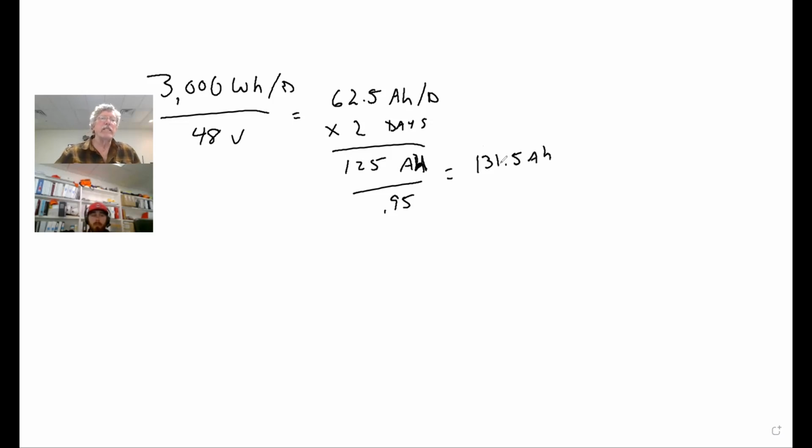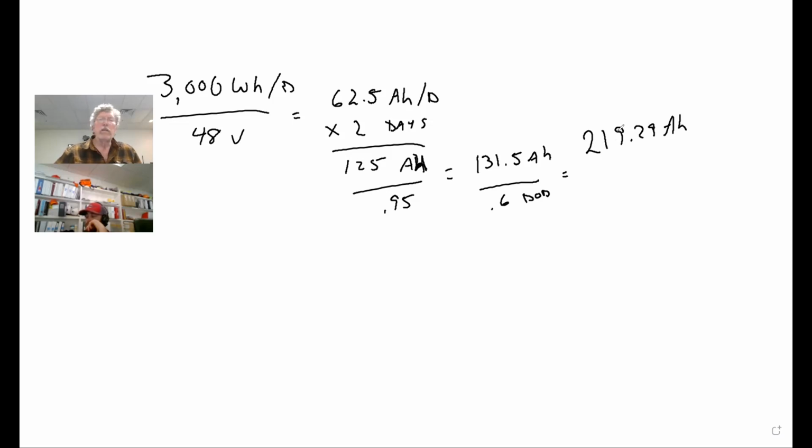And then I also need to derate this by the depth of discharge because I can't use all of the power in the battery. And we were told we're going to a 60% depth of discharge, which means we're only going to use 40% of the batteries. So that's at a 0.6 DOD. So I divide that by 0.6, and now we're at 219.29 amp hours. So we need a 48-volt system that's 219 amp hours.